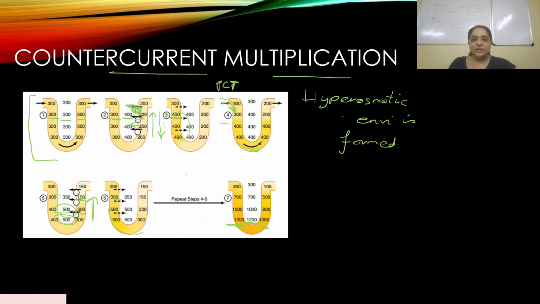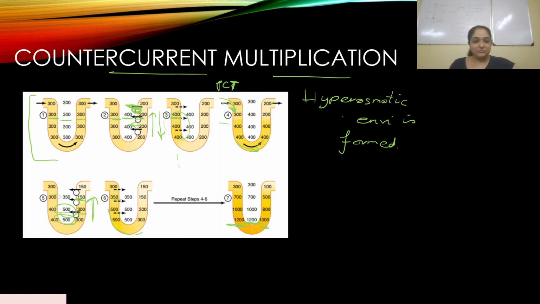Okay, countercurrent, why? Because they are moving in opposite directions. They are countercurrent with each other: the descending limb, ascending limb, descending limb, ascending. So this U-shaped structure is very helpful in creating that hyperosmolar region. That is how the hyperosmotic region is created in the kidney. That is all. There's nothing very complicated.